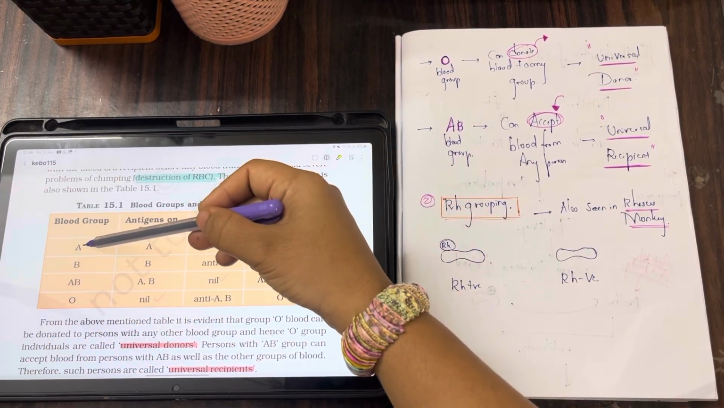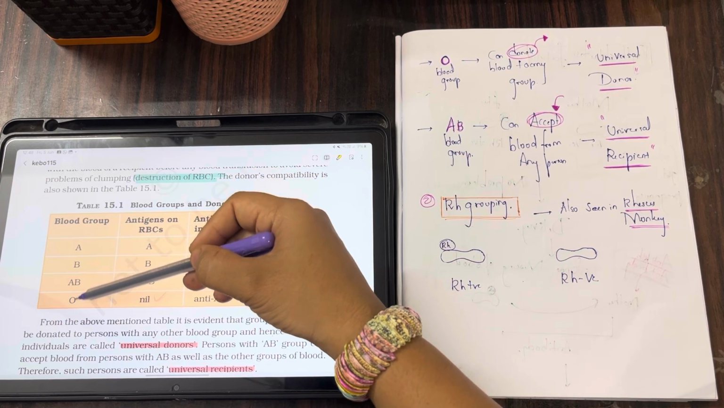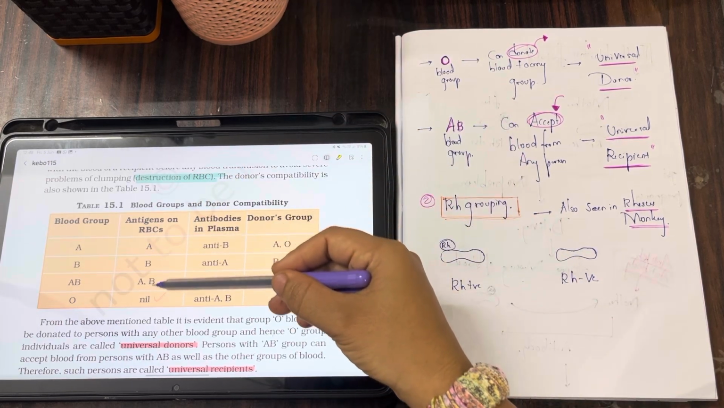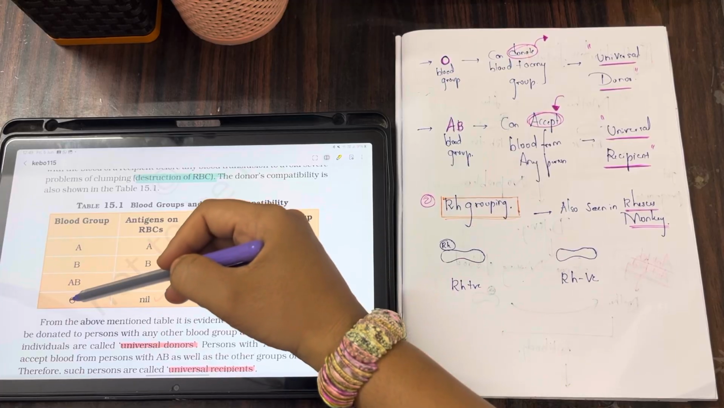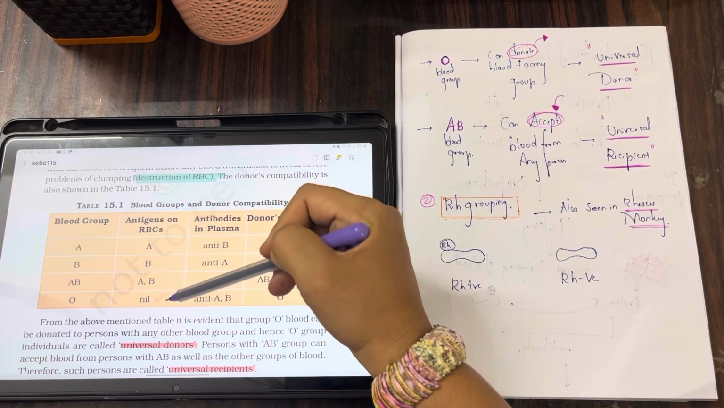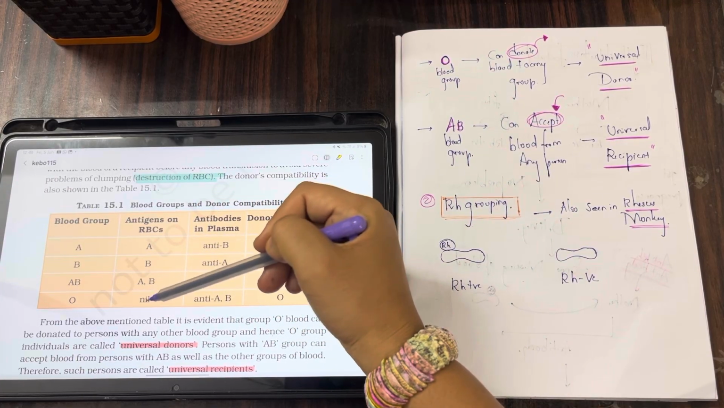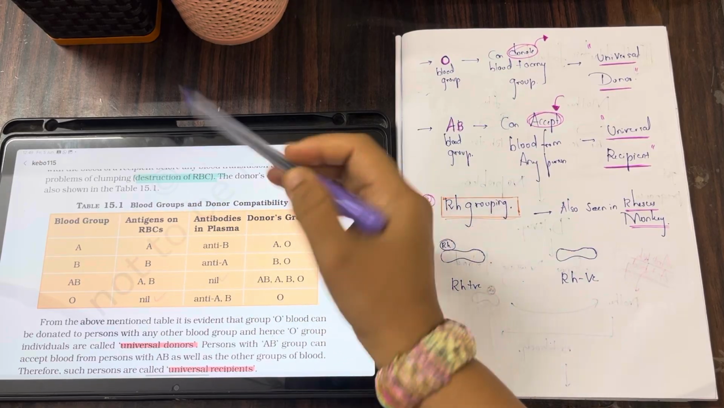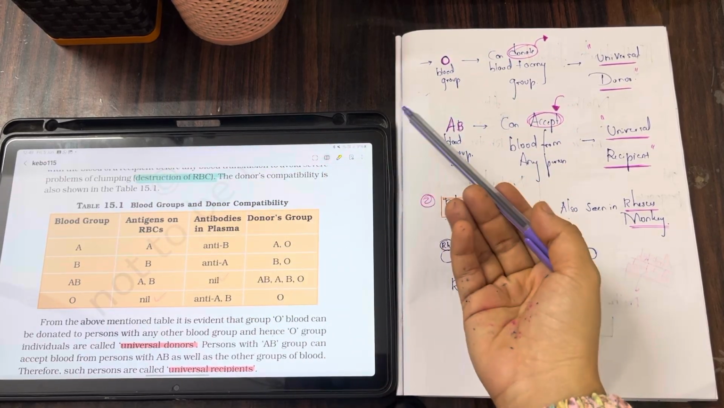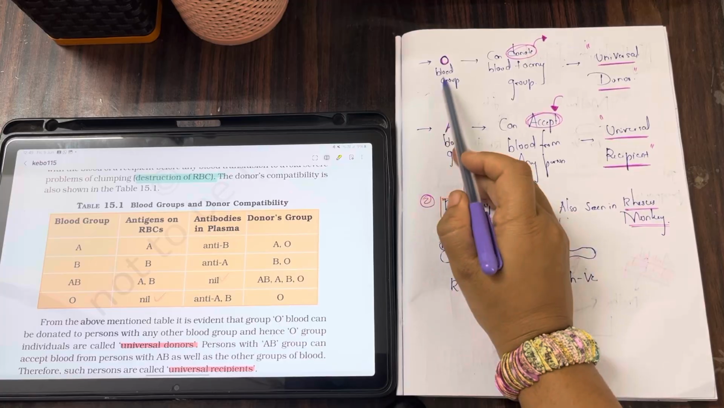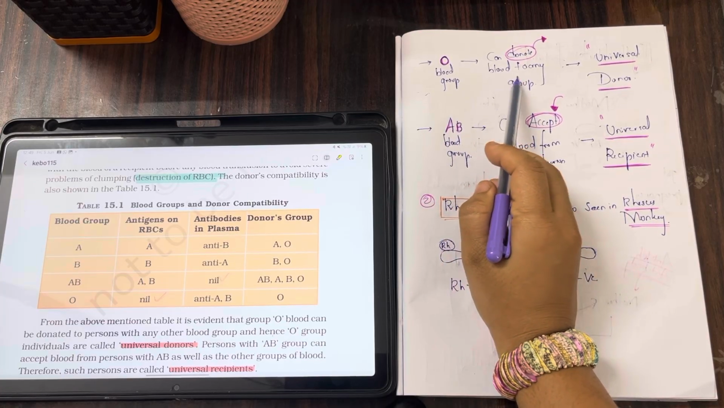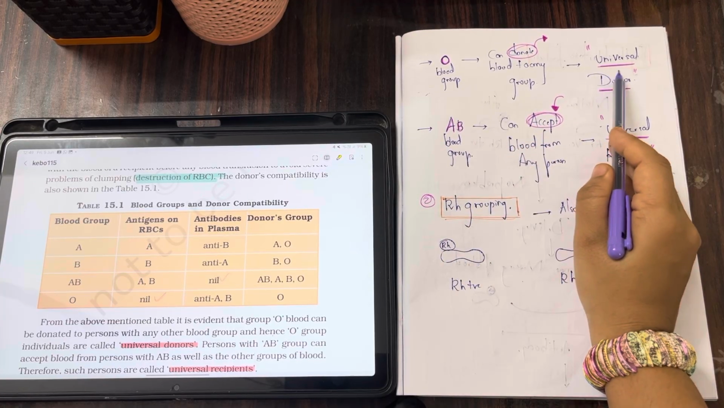Carefully observe this table. So you have different blood groups, that is A, B, AB and O. So this will have this many antigens, but you know that O doesn't have any antigen. So if you give this kind of blood, that is O blood group, to anyone, it will not trigger an immune response in anybody because there is no antigen. So blood group O can donate blood to any group. Hence it is called universal donor.